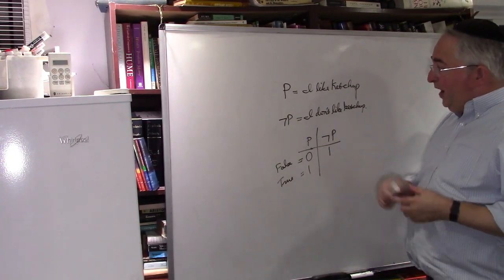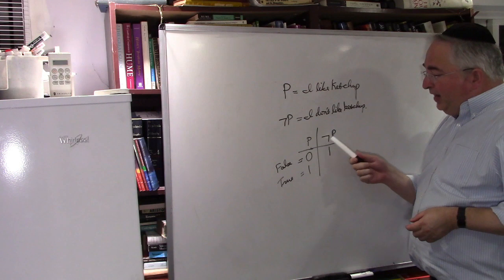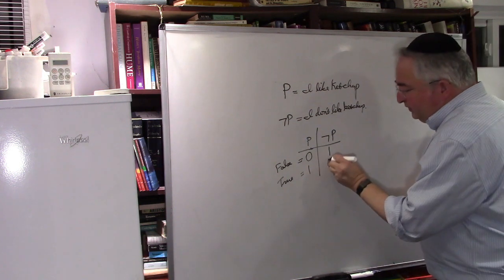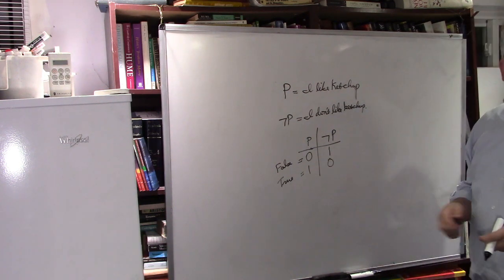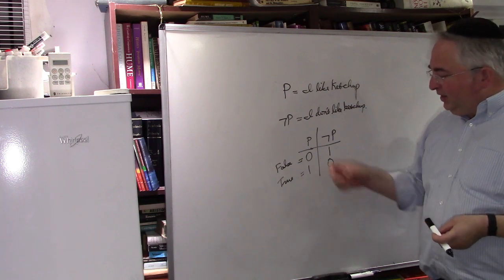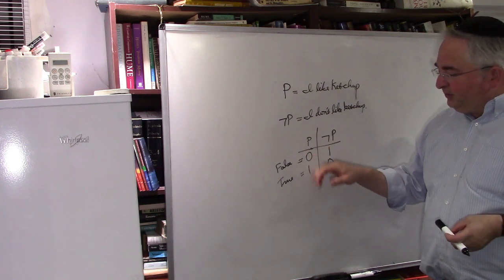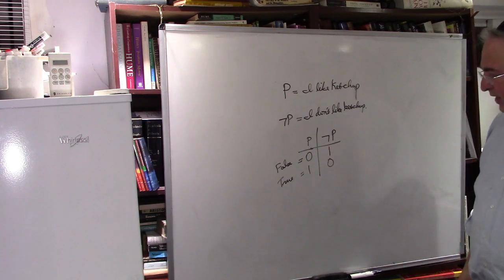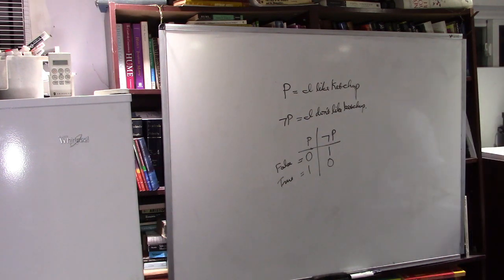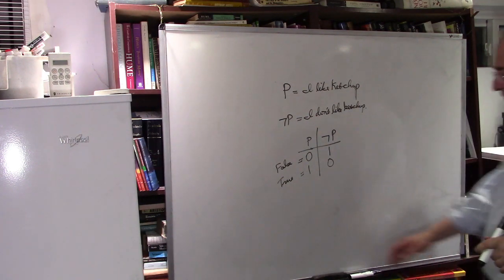If P is true, I like ketchup, then the statement I don't like ketchup is false. Okay, so that's the world's smallest truth table. 0, 1. We're always going to put 0, 1. We're always going to put it like that. Great. Let's look at other truth tables for other statements.